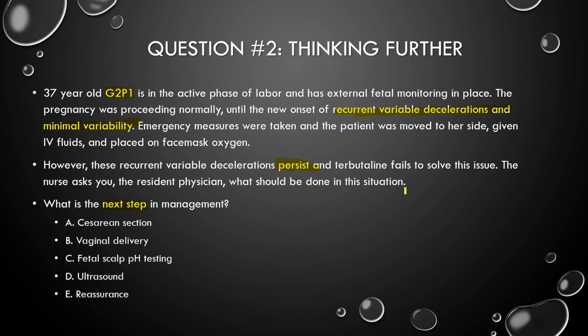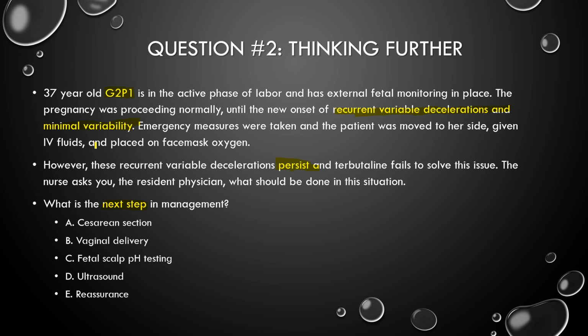So now we need to decide what's going on. This patient's having a major problem. There's recurrent variable decelerations, which are a sign of hypoxia to the infant. And even terbutaline didn't help. So what do you want to do here? Is a cesarean section a good idea? Yeah, you could potentially do that. Remember, this patient's having major hypoxia and possibly dying, the baby, so you need to do something emergently to help. So we'll hold on to C-section.